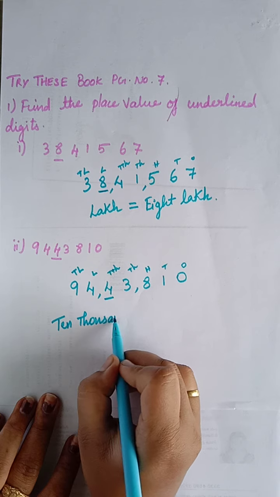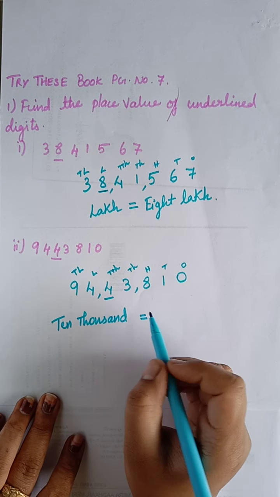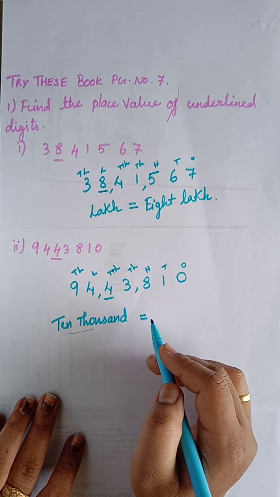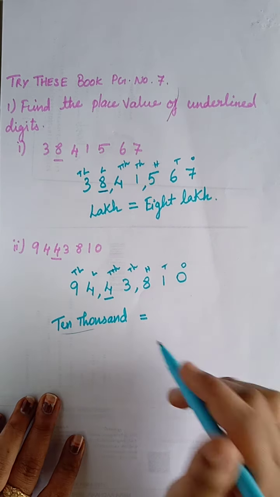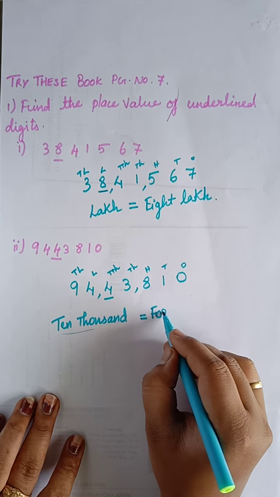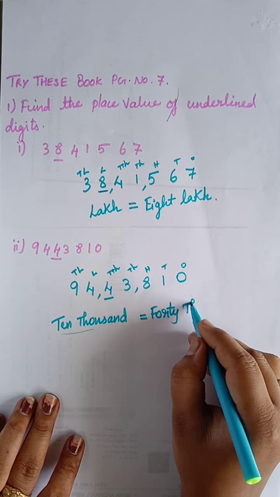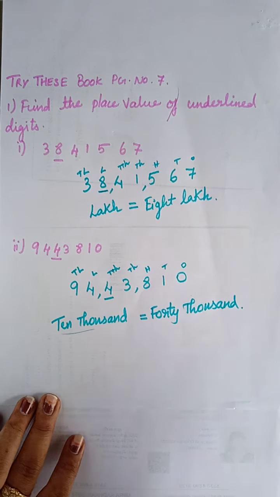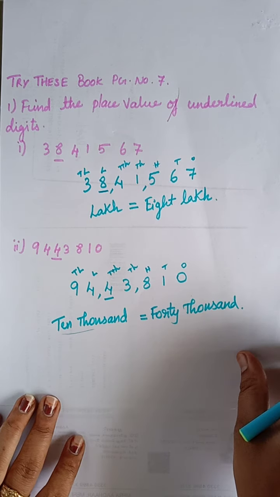10,000, equal to, what is the number? 4. So 4 in the 10,000 place means we have to write it as 40,000. 40,000. See, you yourself can give some more examples based on this, for your easy clarification.